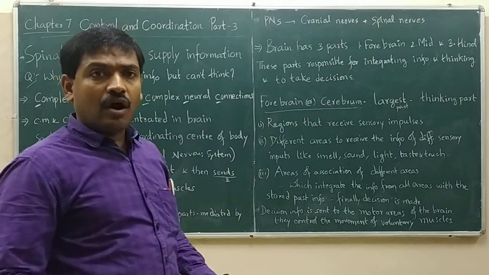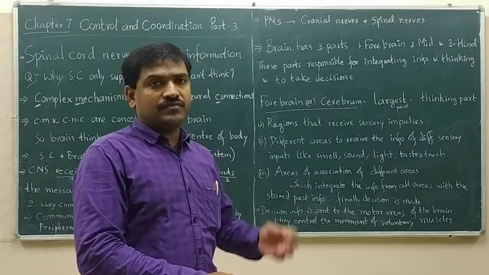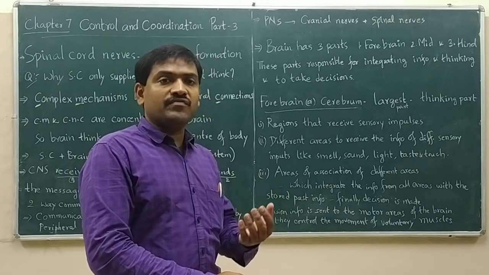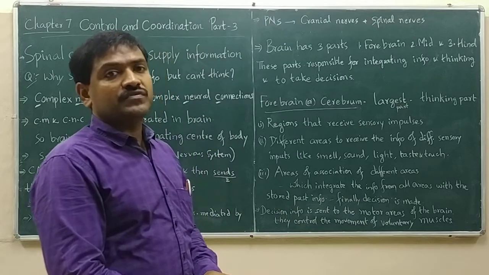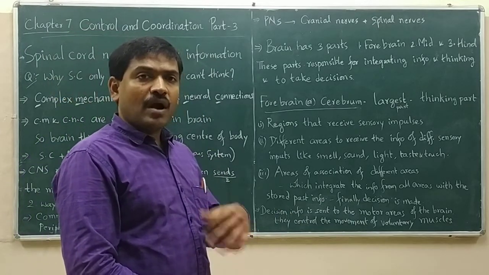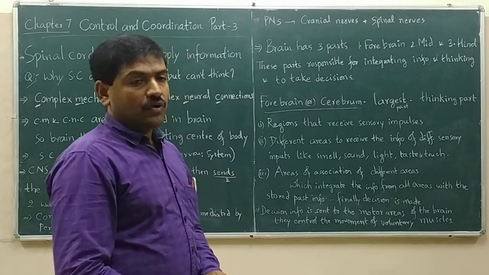Cranial nerves are the nerves arising from the brain, meaning the nerves that come out from the brain so that information is transferred from the brain to the other parts. Those nerves are called cranial nerves. And the nerves that come out from the spinal cord are called spinal nerves.